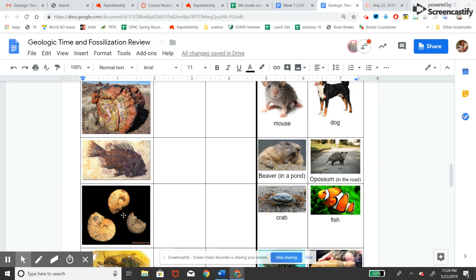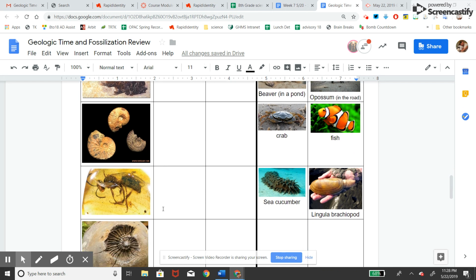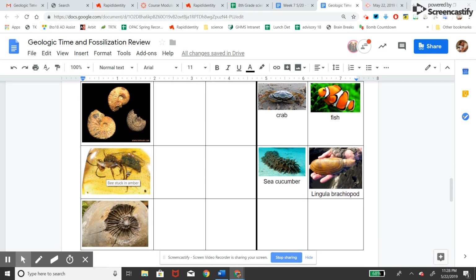And over here are preserved remains. It's like a cast, a three-dimensional idea of what this was, but not actually that. Then we have a preserved fossil, which is this bee stuck in amber, preserved exactly as it looked when it was alive. The last one we have is a mole, where it looks like it just made an imprint into the rock. Okay.